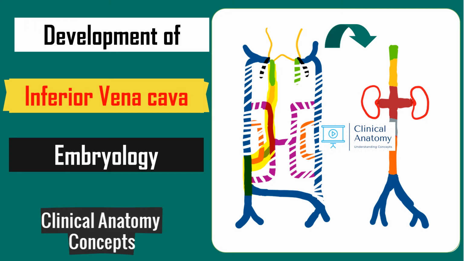Hello everyone. In this video, we are going to learn about development of inferior vena cava. In the fetal life, there will be a symmetrical venous system which is present on right side and left side. Slowly, in the adult, we will be having the vena cava on our right side. That is shifting of venous blood from the left to right will be happening.